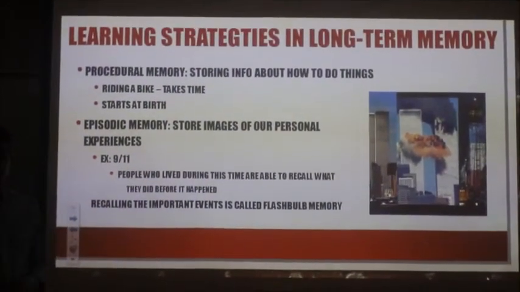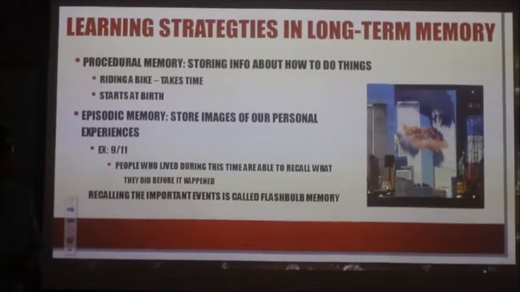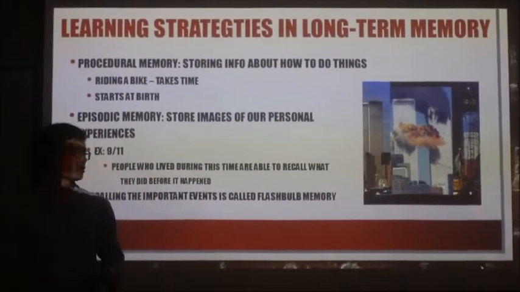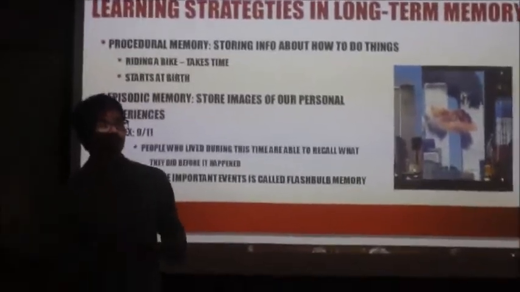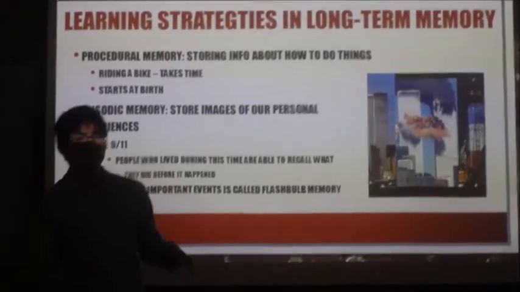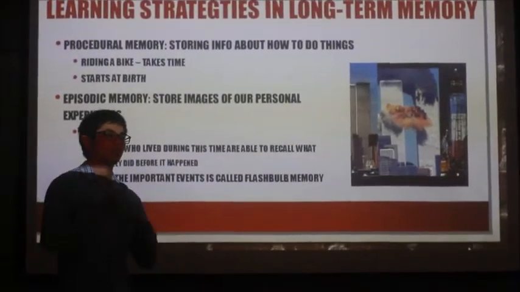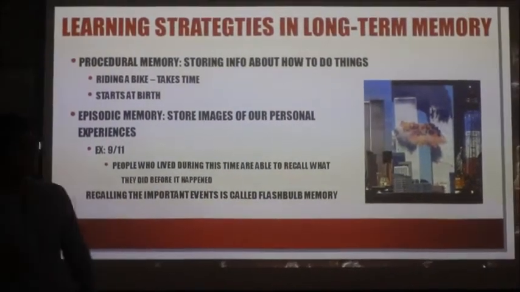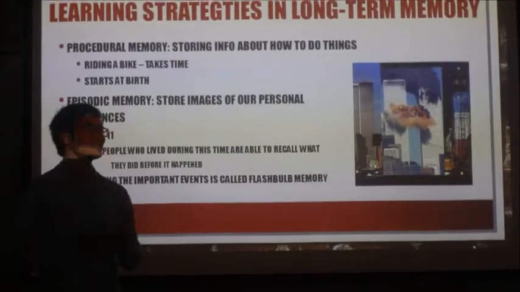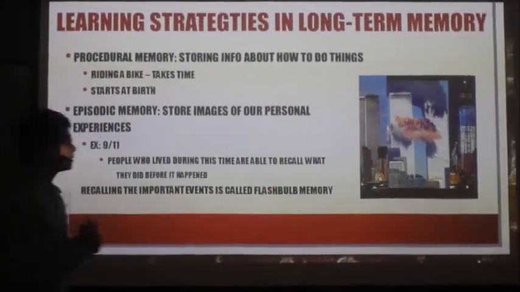There's procedural memory, episodic memory, and semantic memory. Procedural memory is the storage of information about how to do things. You have to take procedures to ride a bike or drive a car. Every now and then you'll fail, and then sooner or later when you get on that bike, you're just going to keep on riding and hopefully not hit a bush. It also starts at birth, where you need to learn how to breathe, learn how to eat, potty and stuff like that.